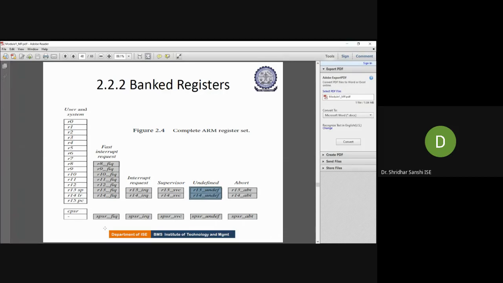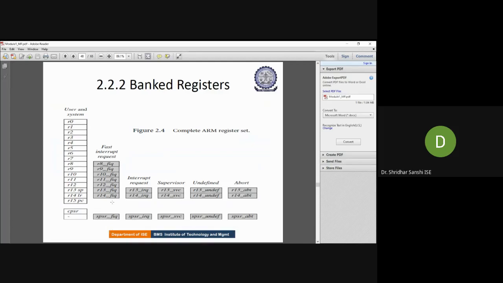Then after exiting from this mode, that is from undefined mode back to the user mode, whatever register contents were banked out, the same register contents will be restored. That we call banked in. So one is banked out and another one is banked in. The contents of registers will not be deleted, they are only replaced.